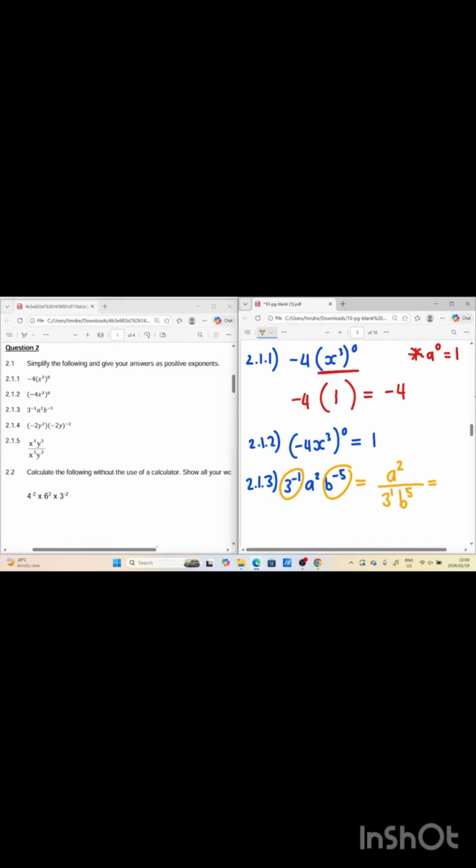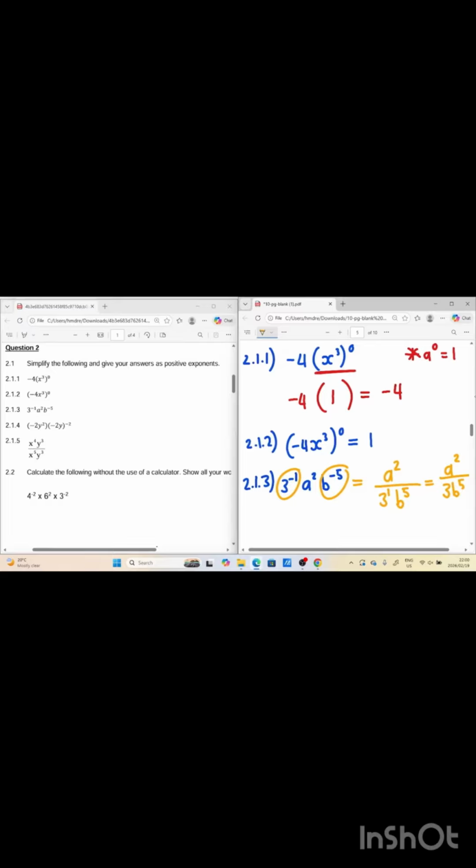And you don't really even have to write that 3 to the 1 like that. You can just say a squared over 3b to the 5. There's no reason for you to write that one. Okay, so this one wasn't much simplifying to do. What they were checking you for here is, do you know how to write it with positive exponents? And so it's just to say a to the minus 1, you can write this as 1 over a to the positive 1.